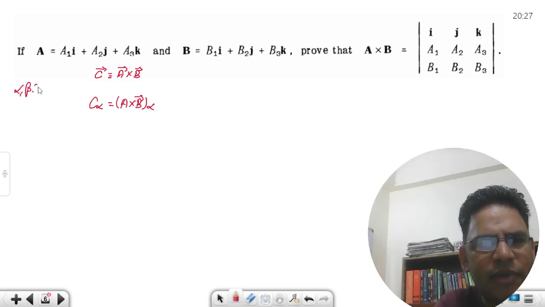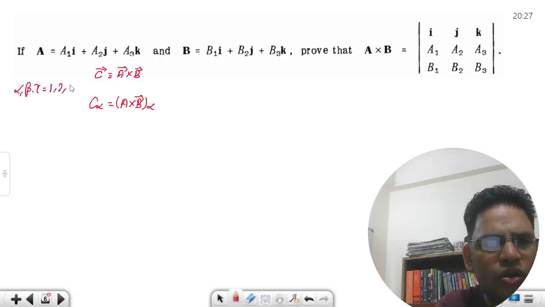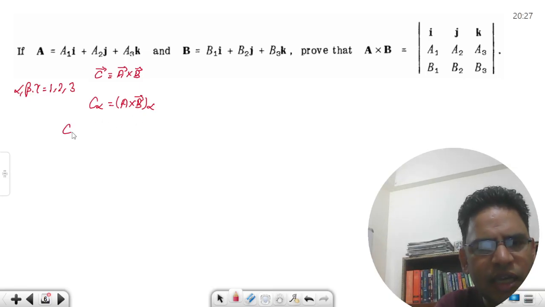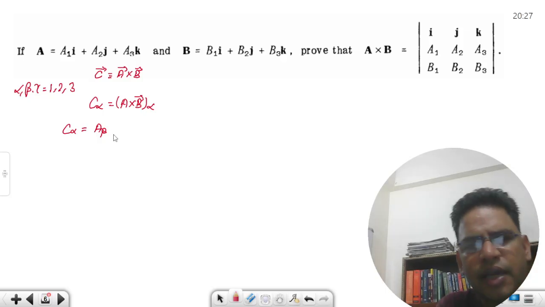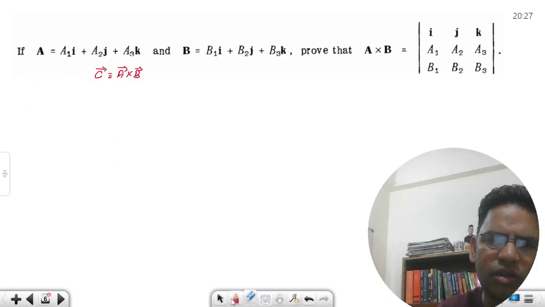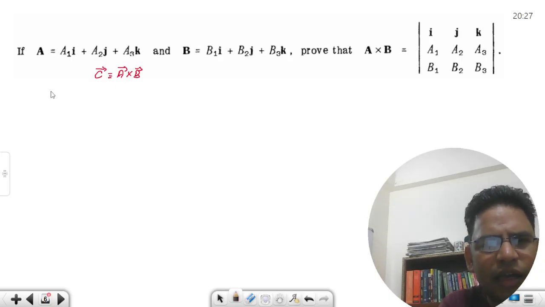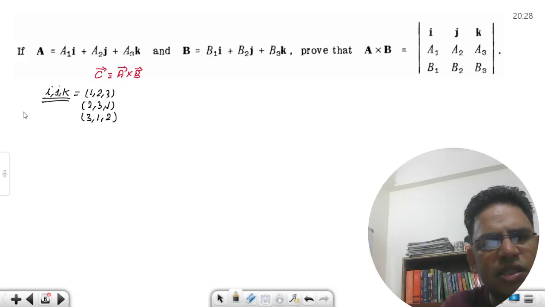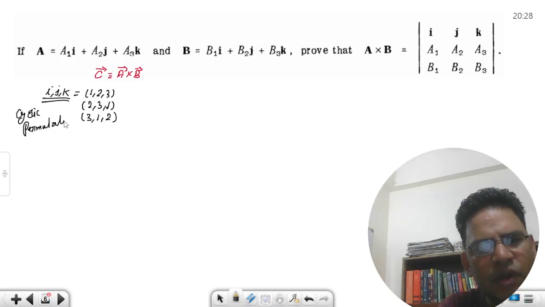Let's say alpha, beta, gamma take 1 2 3, this permutation. So what C alpha is going to be, let me tell you, A beta. Or if you allow me, I can use i j k. These are not unit vectors. Here i j k are 1 2 3, 2 3 1, 3 1 2. This is called cyclic permutation of 1 2 3.